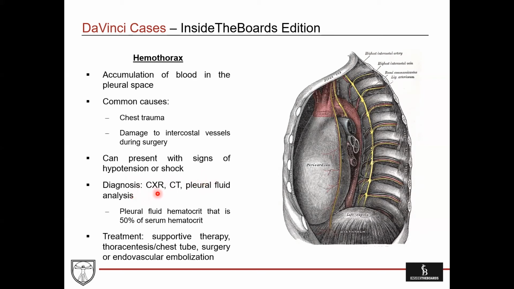A diagnosis can be seen on chest x-ray, CT, or pleural fluid analysis. The pleural fluid hematocrit, which is the measure of the hemoglobin, being 50% of serum hematocrit points you towards thinking this is a hemothorax. Treatment, you do supportive therapies, like IV fluids, making sure you control the hemorrhage. Then you can do a thoracentesis or a chest tube if needed.